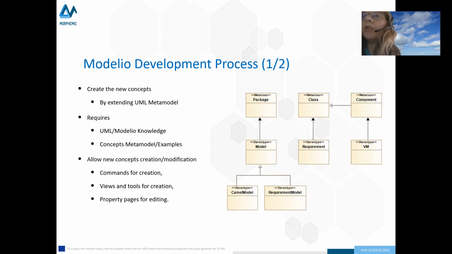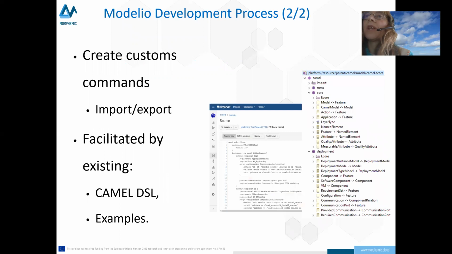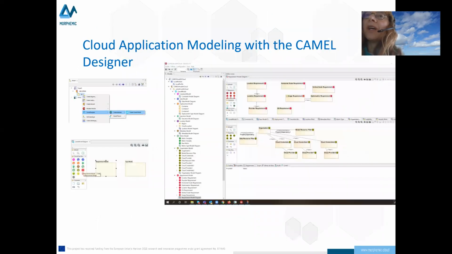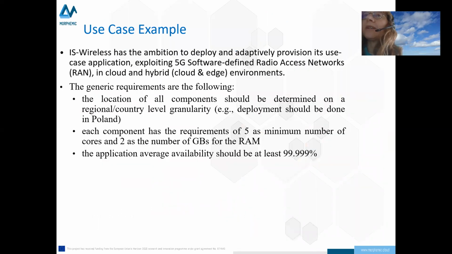And we include in the Modelio modeling environment commands for the creation, for the views, and for property pages for editing to facilitate our user life. We can create custom commands, we can have import, export of this model, and of course, we can deal with many multiple examples. You can see in here a graphical view of how the Modelio will look like before our demo. We will have a model explorer, a property page, the tools that we have, and the many diagrams. And we will go through it with the different pages that we have, and we can also see some case studies that are using this tool.